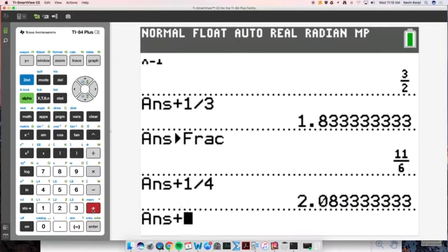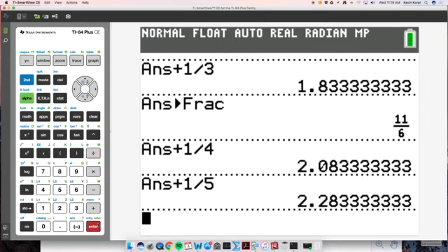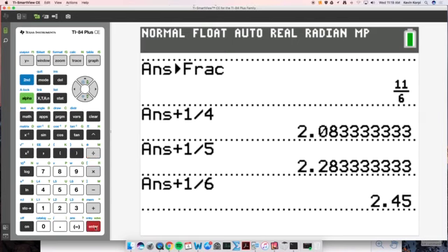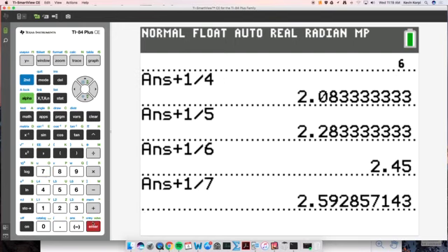All right, so if I add the next one, plus, what would be the next term? 1/5, pretty easy. 2.283. I'll go to 3 decimals. Let's go out just a couple more here. Plus 1/6, and you get 2.45. And I think one more, and we'll kind of stop for analysis. 1/7, 2.592.